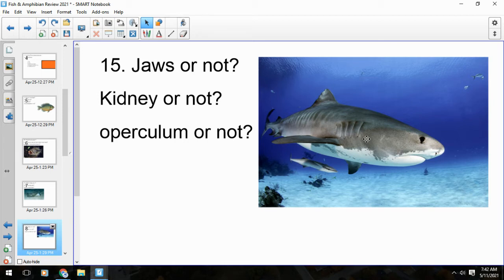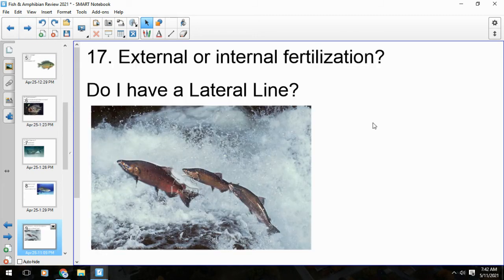Number 15, jaws or not? See what I did there with the shark? Jaws. So that's going to be, yes, it has a jaw, so it's not a jawless fish. Kidney or not? Yes. Operculum or not? No. So there's no bony cover to the gills here, which is what the operculum is. So yes on jaws, yes on kidney, no on operculum.